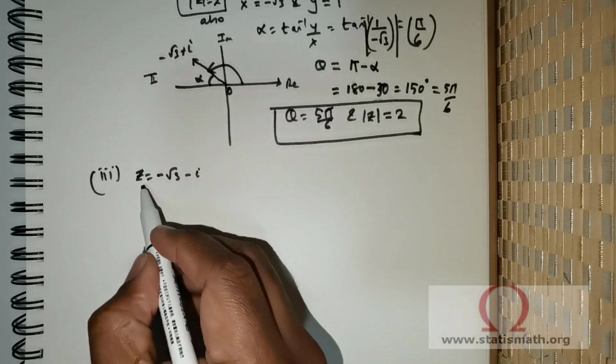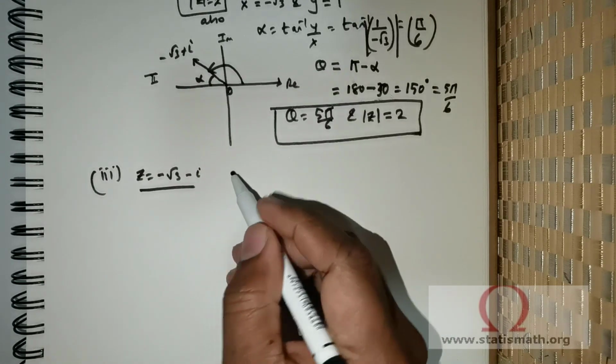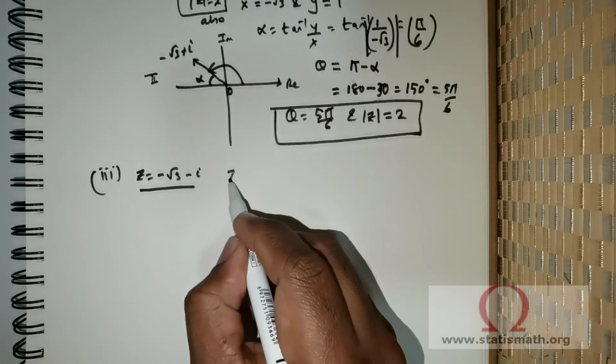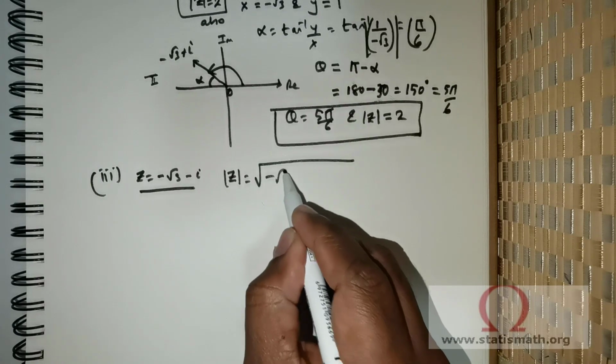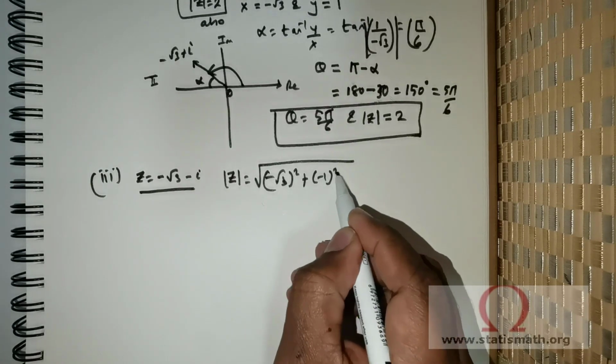Students, we are given this question. z is negative root 3 minus i. We are expected to find the modulus and the principal argument. Now clearly from here, modulus of z is equal to root of negative root 3 raised to the power 2, plus negative 1 raised to the power 2.